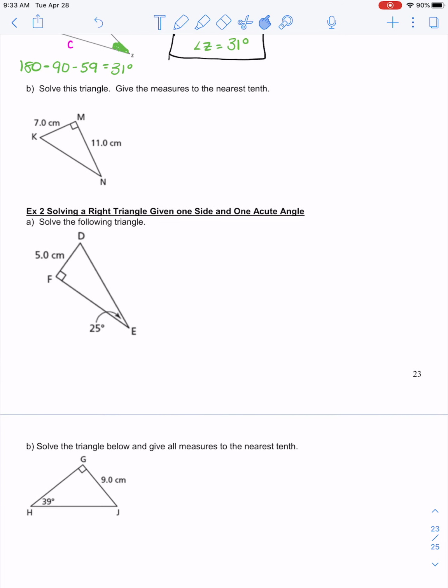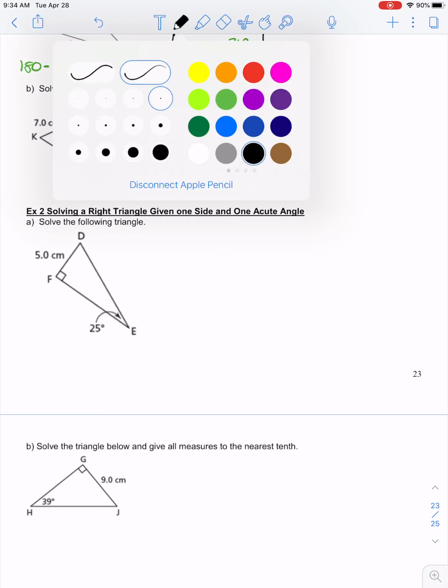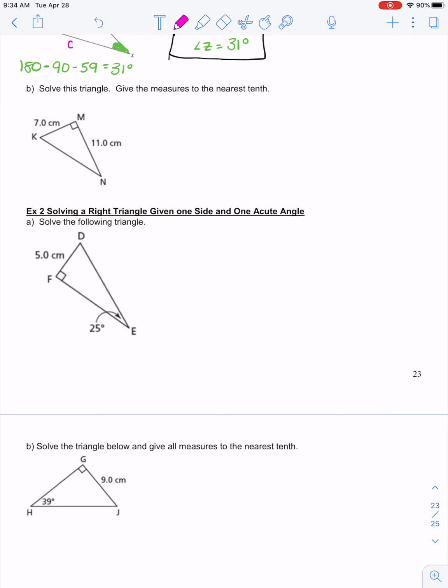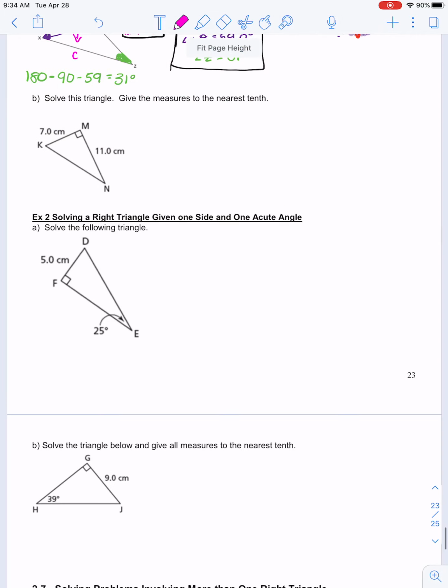Solving a right triangle given one side and one acute angle. So solve the following triangle. Again, don't let that word scare you. All it means is to find all the missing sides and all the missing angles. It's so nice when they give you 2 angles, because it's really easy to find the other angle.